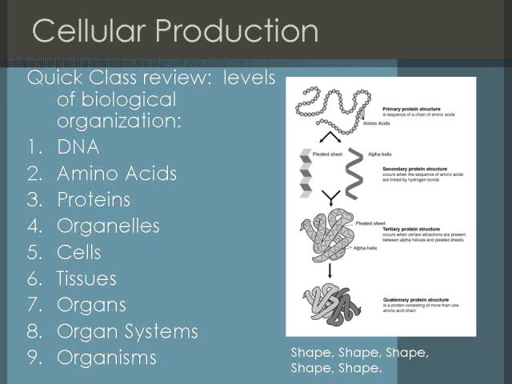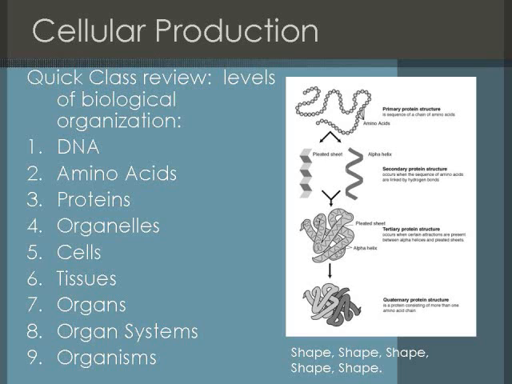Proteins come together to make organelles. Organelles come together to make cells. A group of cells come together to make tissues. Groups of tissues come together to make organs. Groups of organs make organ systems. And organ systems come together to form an organism.